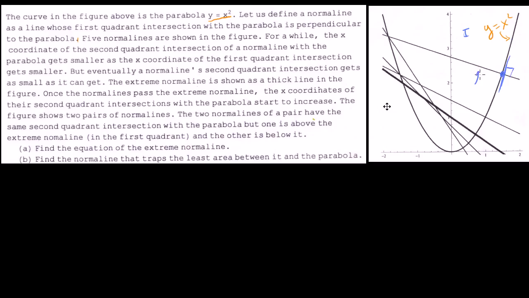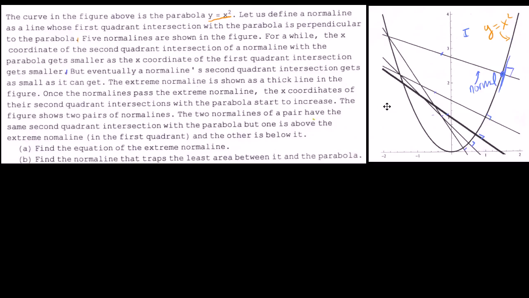So this is a normal line right there. Fair enough. 5 normal lines are shown in the figure. 1, 2, 3, 4, 5. Good enough. And these all look perpendicular or normal to the parabola in the first quadrant intersection. So that makes sense. For a while, the x-coordinate of the second quadrant intersection of the normal line with the parabola gets smaller as the x-coordinate of the first quadrant intersection gets smaller. So let's see what happens as the x-coordinate of the first intersection gets smaller.